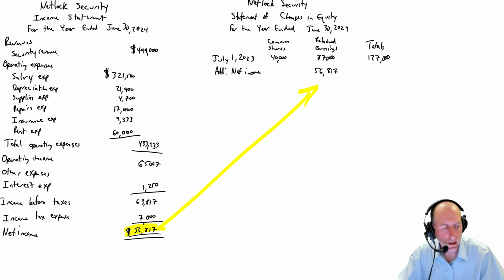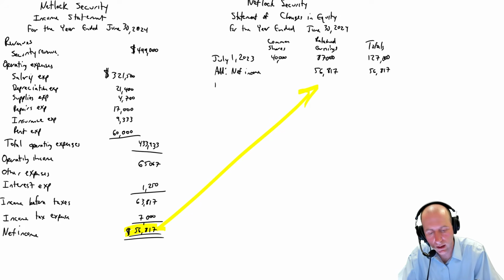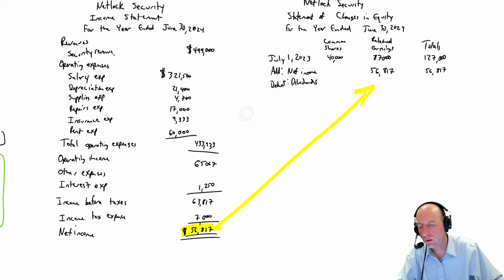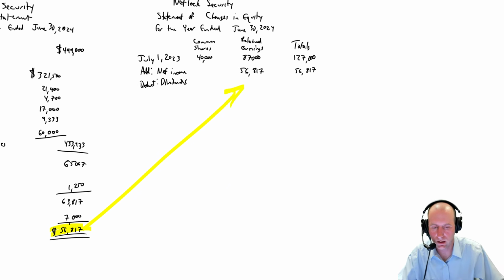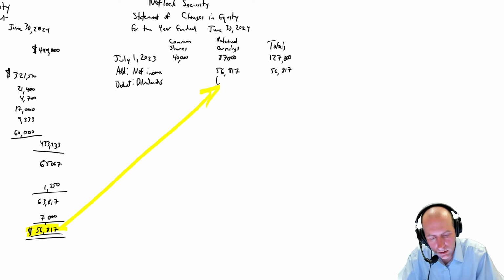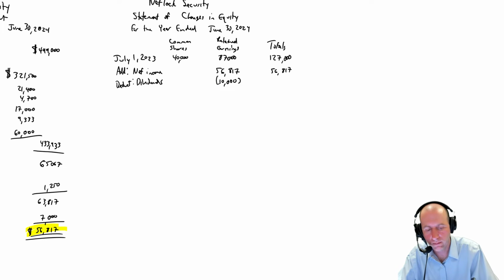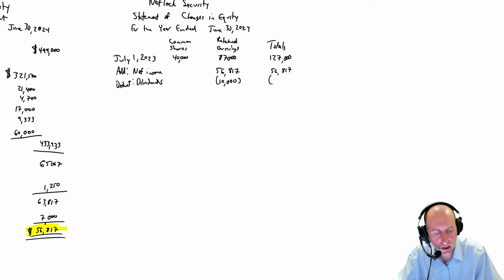$56,817. That's our total net income. And we deduct our dividends. What were our dividends? They were $10,000, just highlighted there in the adjusted trial balance. So I'll deduct dividends of 10. So where does that leave us?